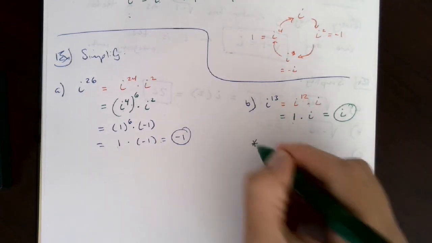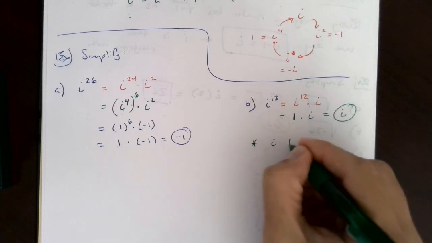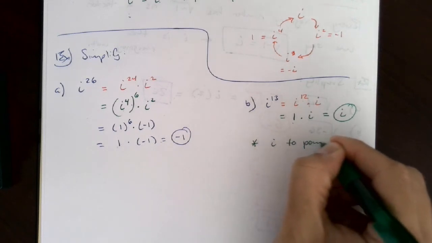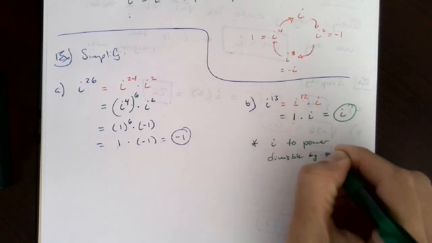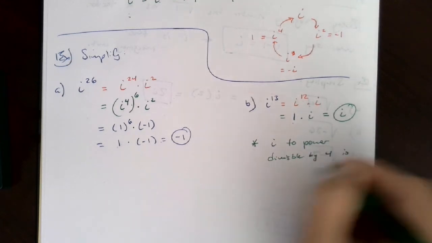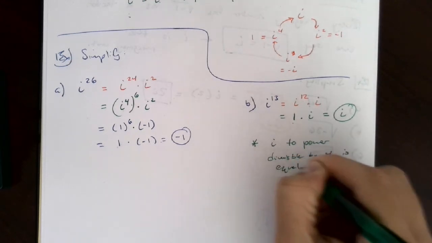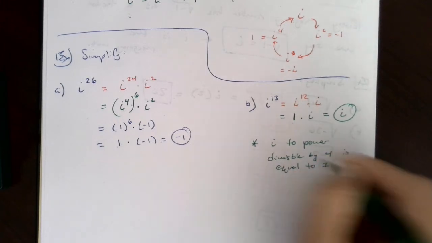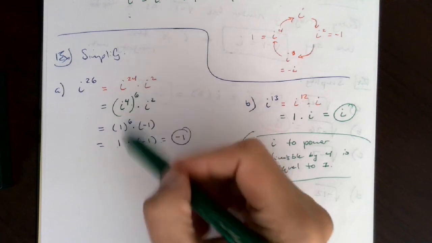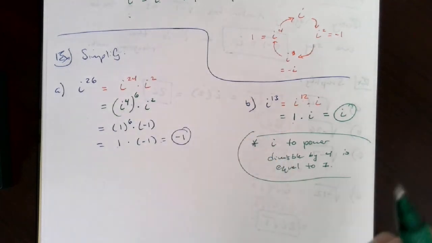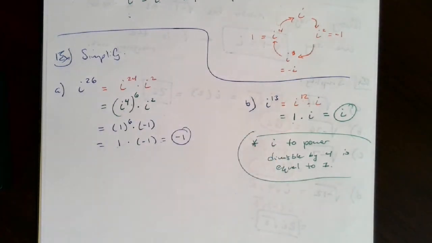All right, so the key that we're doing here is i to a power divisible by 4 is equal to 1, right? That's really what I'm using when I replace the i to the 12th, or when I replace the i to the 24th. It's always going to equal 1. Let's look at a couple more.